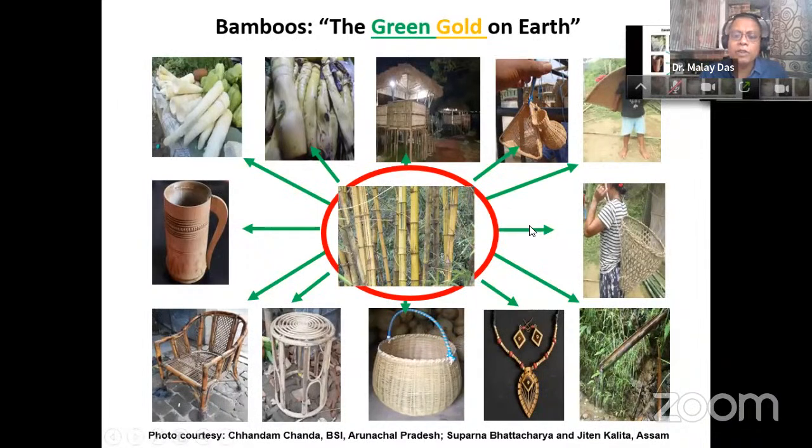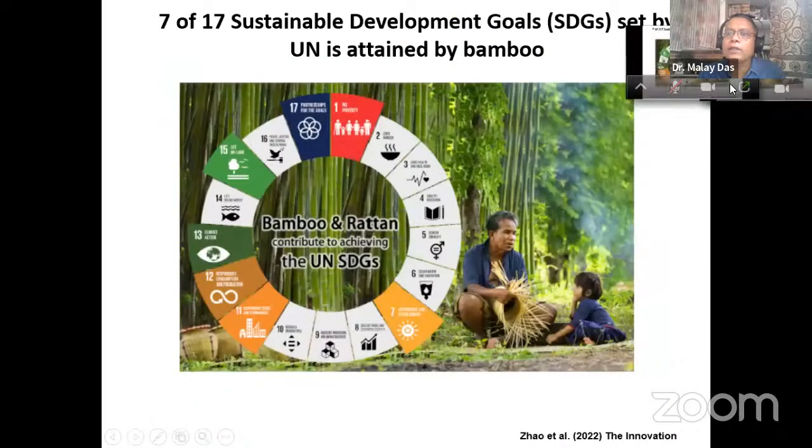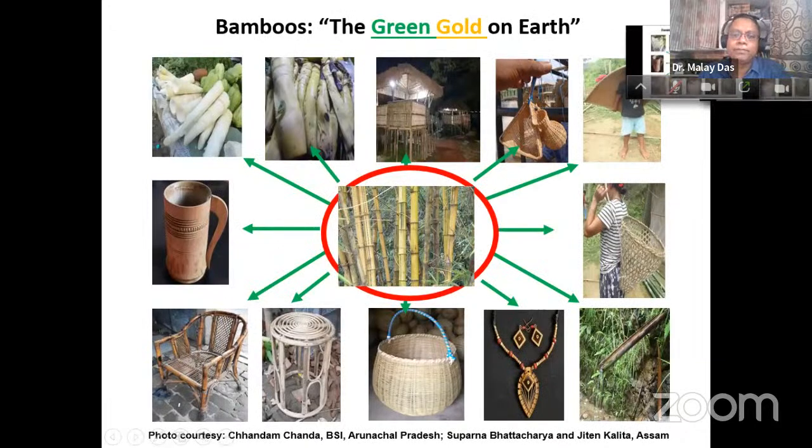Because in the majority of countries, like Asian countries or South American countries, bamboo can be considered part of our regular day lifestyle, because it can be used for many different purposes, such as food, fodder, fiber, or so many other purposes.